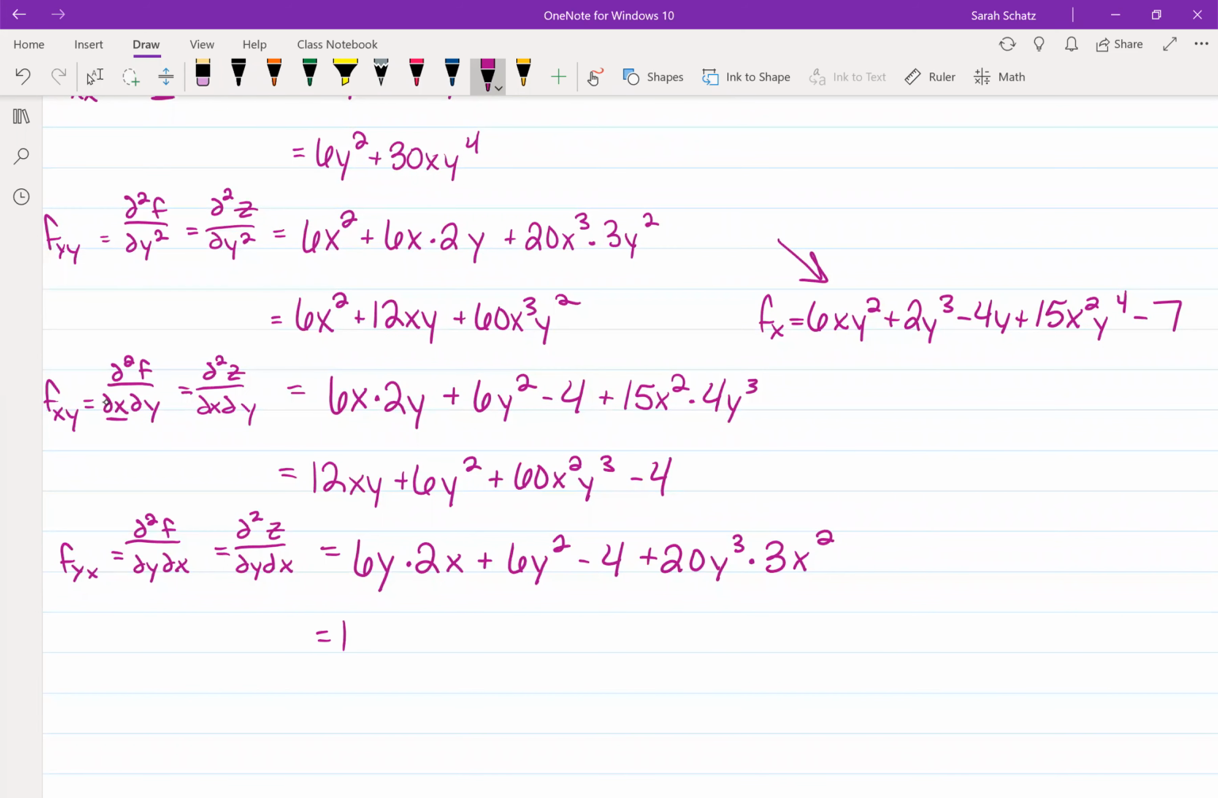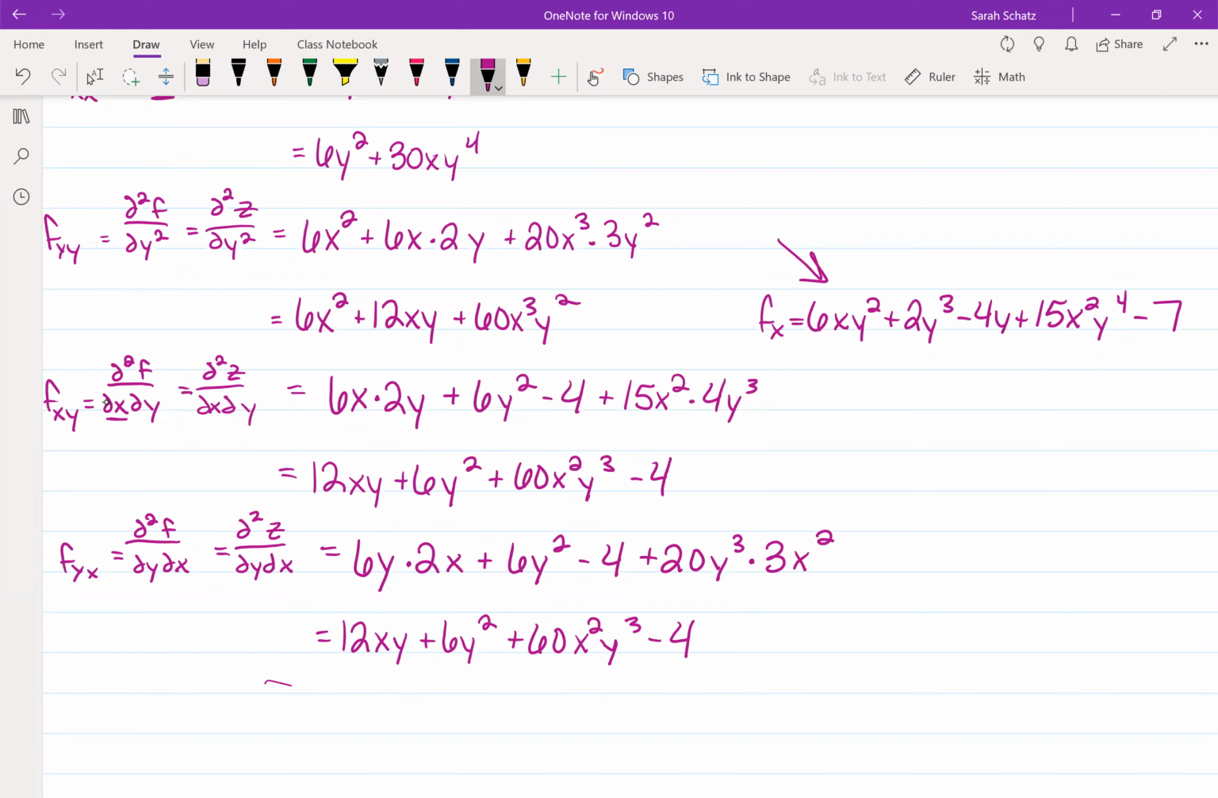You guys, what I get is 12xy plus 6y squared. I'll put that 4 in the back. You guys, this term, the 20 times 3, I'm going to get plus 60x squared y cubed and then minus 4. Where have I seen that before?